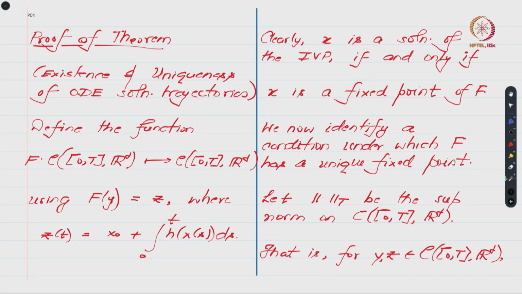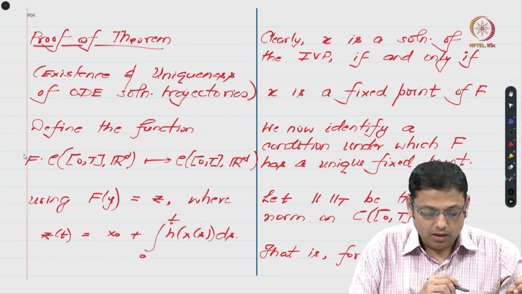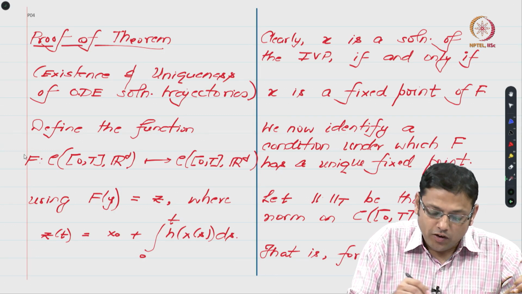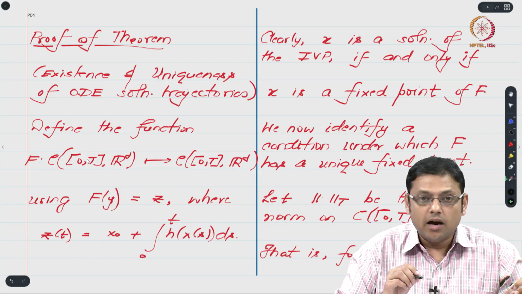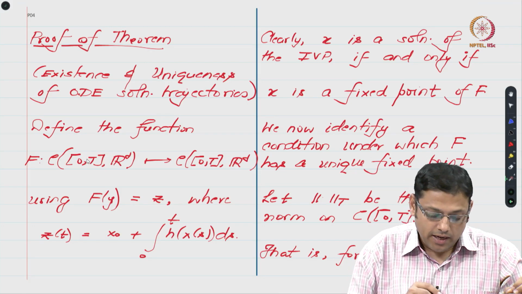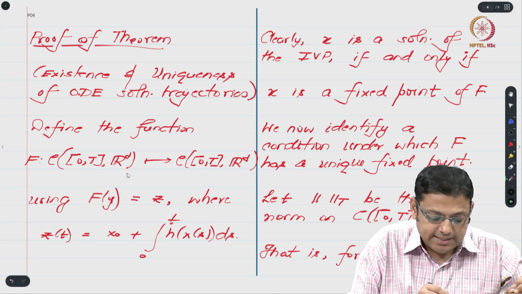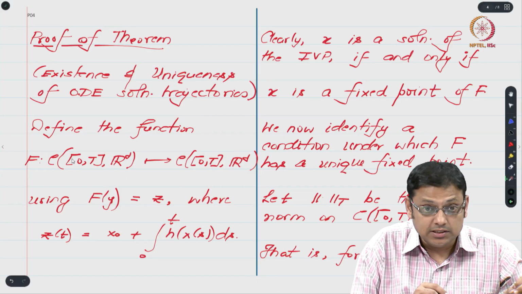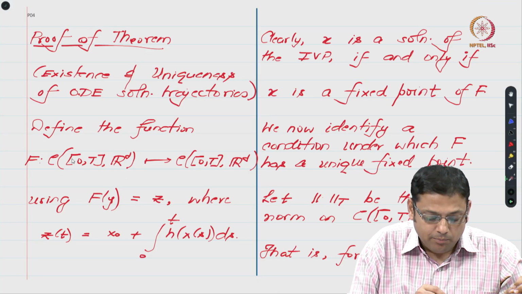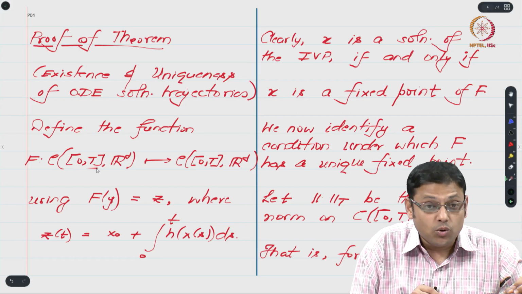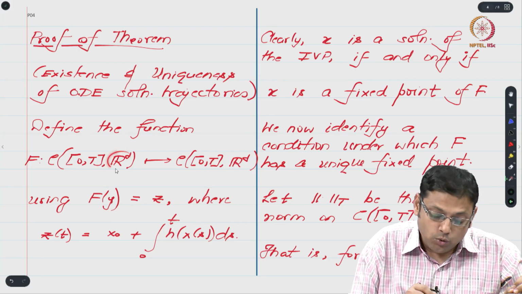So let us see how this proof goes. To begin with, we are going to define a function f, and we are going to first fix a value of t, and let us focus on this set. This set is the set of continuous functions which maps a time instance which lies between 0 and capital T to a value in R^d.